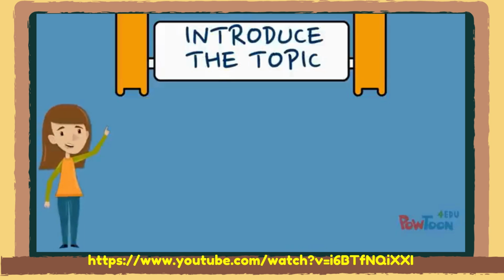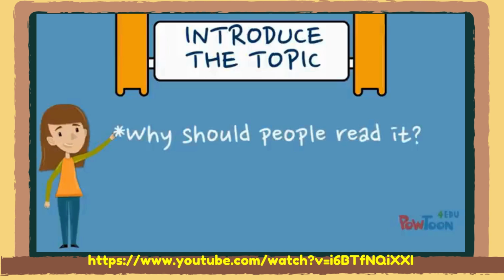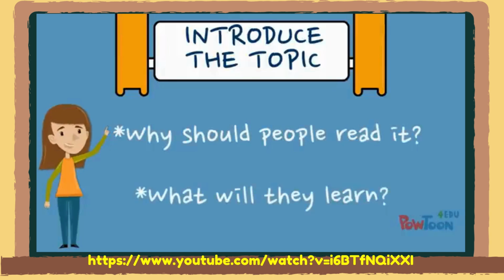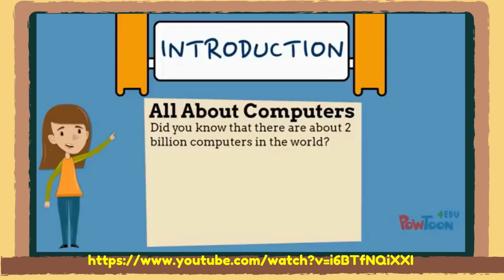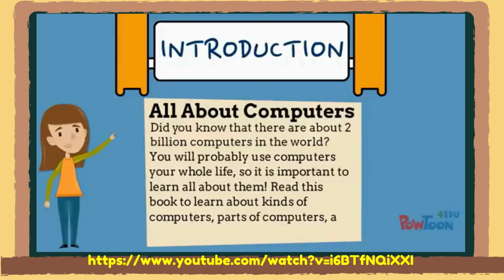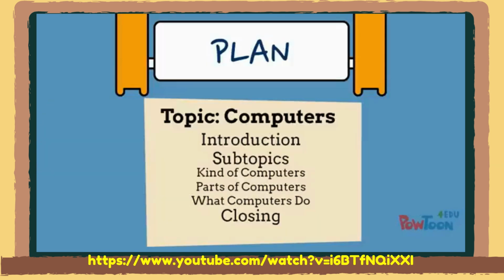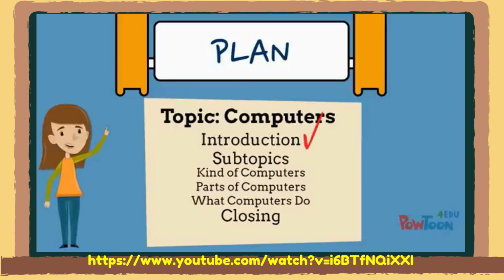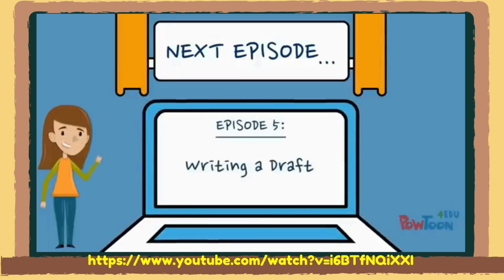Next, I will introduce my topic. I need to think about why people should read my book and what they will be learning by reading it. I will write, you will probably use computers your whole life, so it is important to learn all about them. Read this book to learn about kinds of computers, parts of computers, and what computers can do. Now, my introduction is finished, and I'm ready to start writing facts about my topic. Check out episode 5 to see how I continue writing my draft.